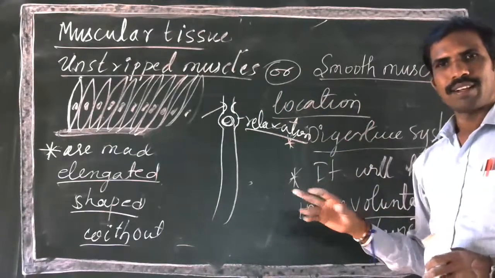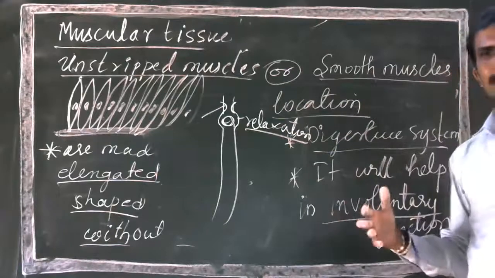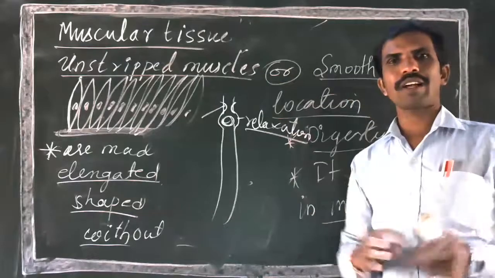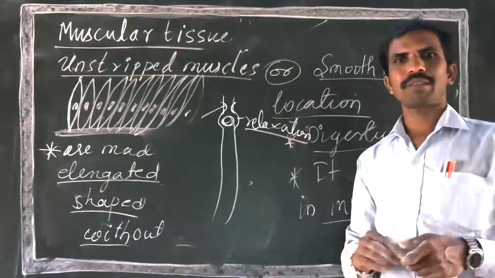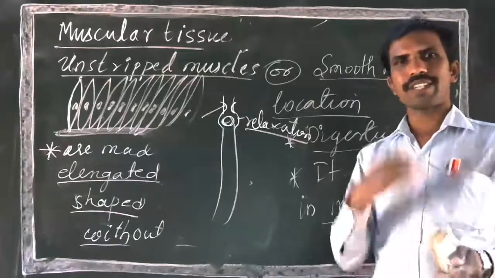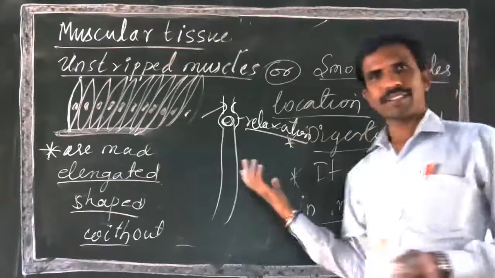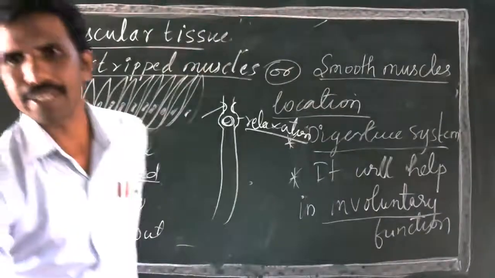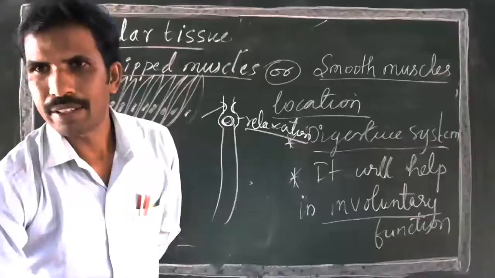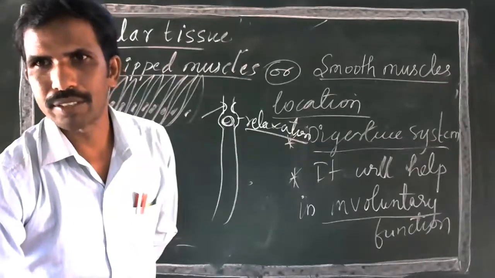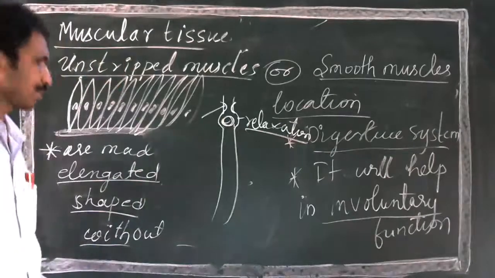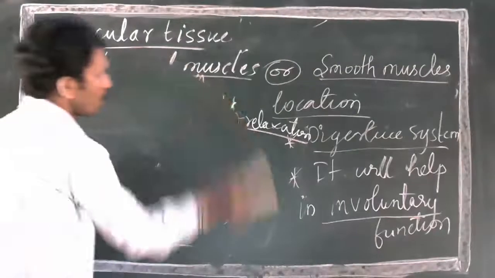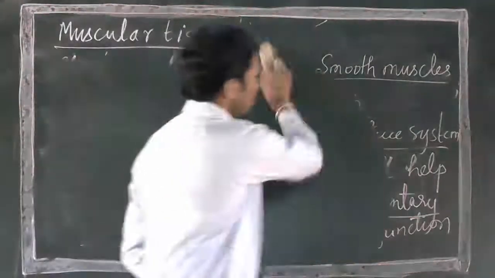Say, vomiting cannot happen just when we wish to vomit. Sometimes it is uncontrollable. So if you have any doubt, read the content of the textbook, and if you have any doubt, you can ask. So this is about the smooth muscle.